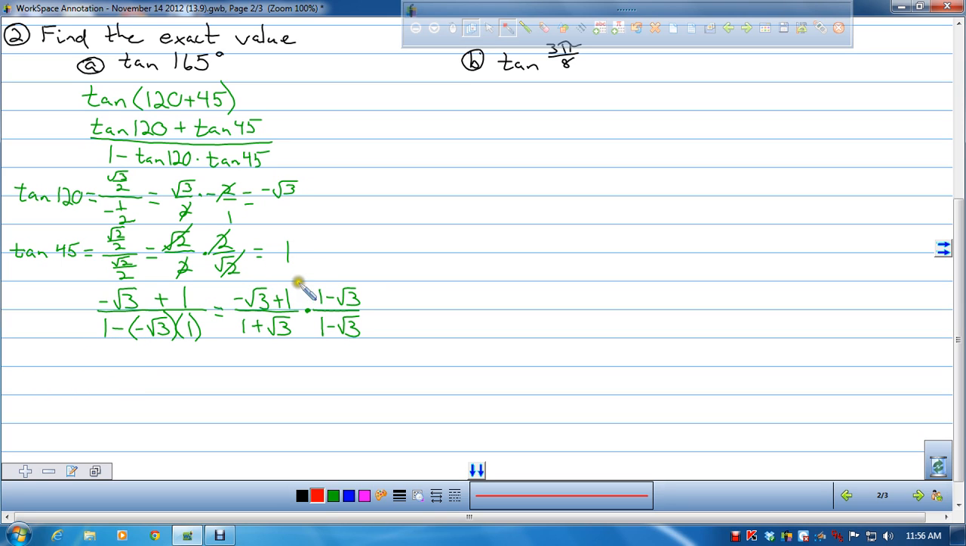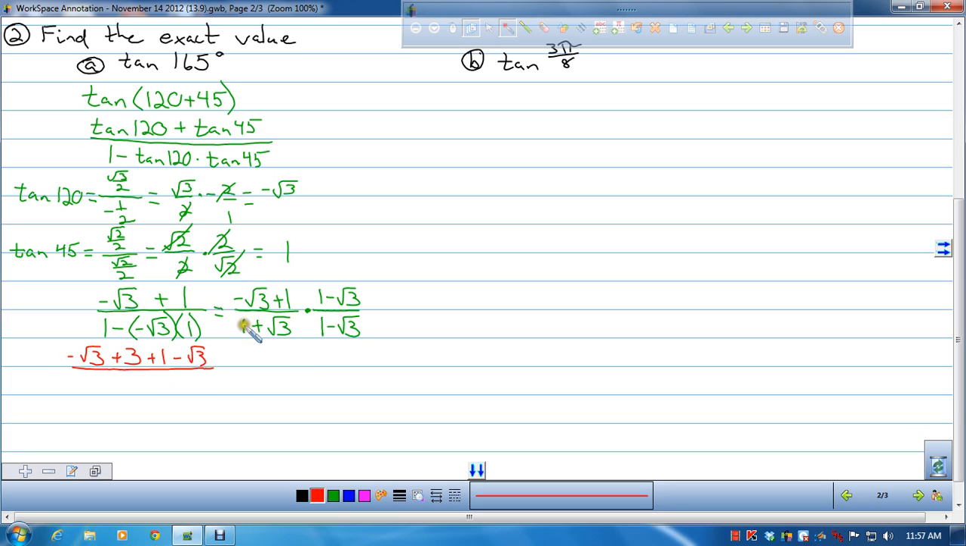So essentially I have a binomial times a binomial in both the numerator and the denominator. So when I take those and multiply them by one another, in the top I'm going to end up with, okay, root 3 times 1, negative root 3 times 1, so I've got negative root 3. Then the outsides I'm going to have negative root 3 times negative root 3, which would be plus 3. The insides I would have a plus 1. And then the last I would have 1 times negative root 3, which would be negative root 3.